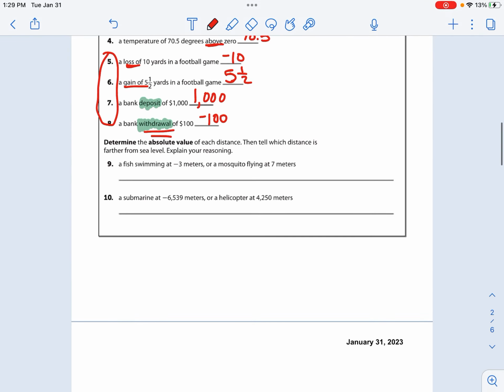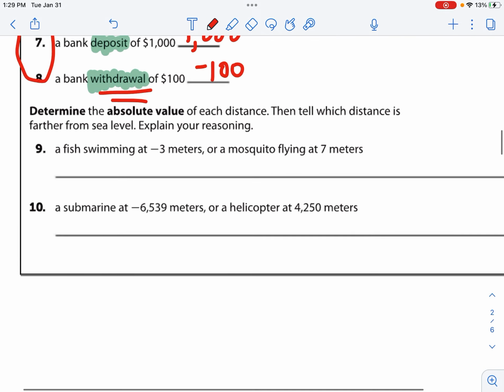All right, let's determine the absolute value of each of these distances and then tell which distance is farther from sea level, and then explain your reasoning. So a fish swimming at -3 meters or a mosquito flying at 7 meters. We're going to determine the absolute value for each of these. Let's take a look at our first absolute value. We're going to put this -3 inside some absolute value bars. So the absolute value of -3 is 3.